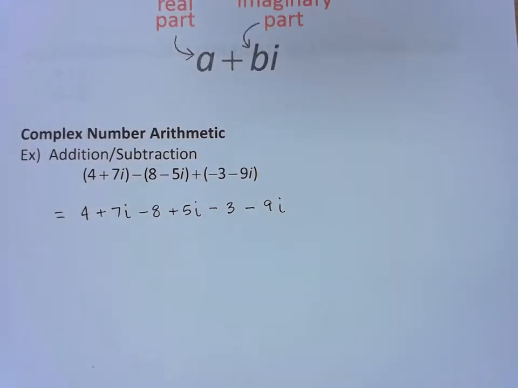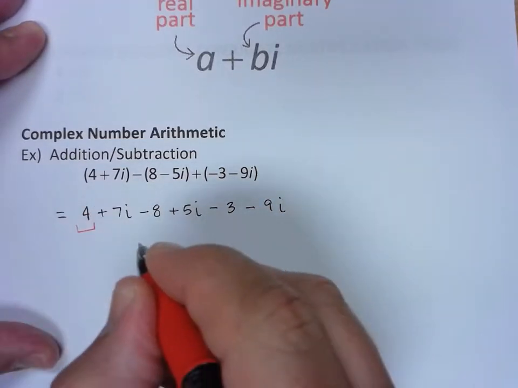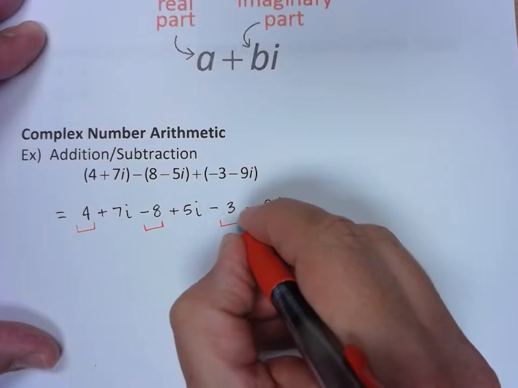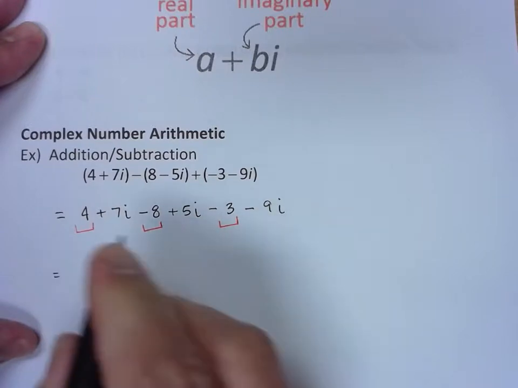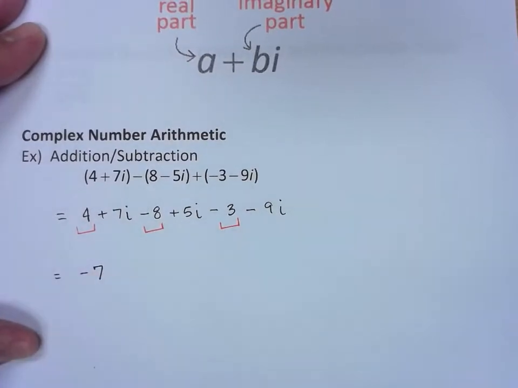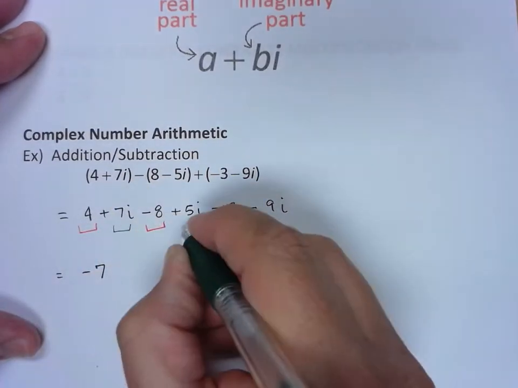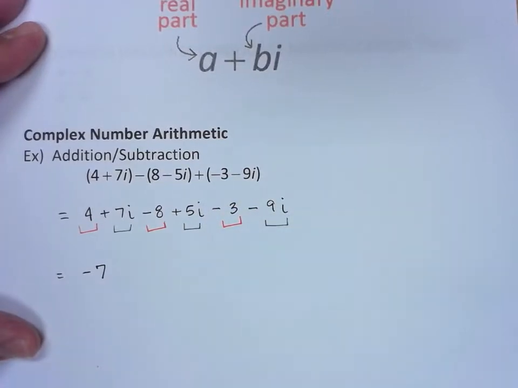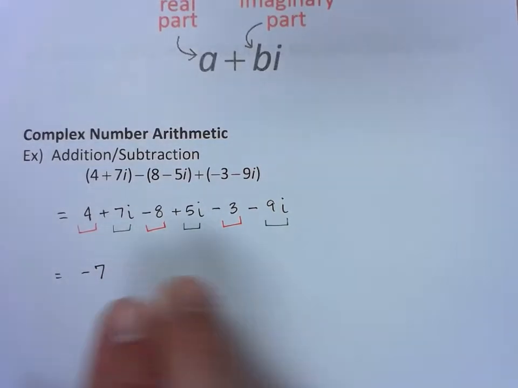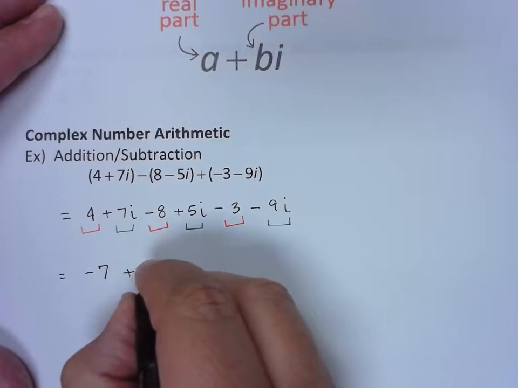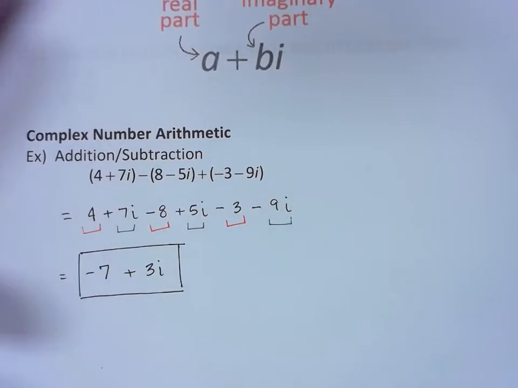Now, all that falls back on doing to simplify this is just to combine your like terms. You've got a +4, a -8, and a -3. So if you combine all the real parts together, 4 minus 8 is -4, minus 3 more is going to be -7. And then you've got the other set of like terms of the complex numbers, +7i, +5i, and -9i. If you combine those together correctly, 7i plus 5i is 12i, and then 12i minus 9i is plus 3i. So addition and subtraction is relatively straightforward. All you need to do is identify and combine like terms.